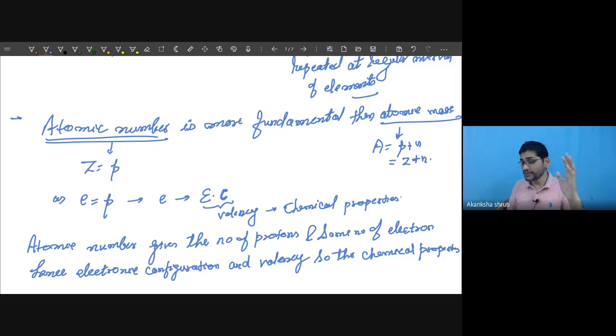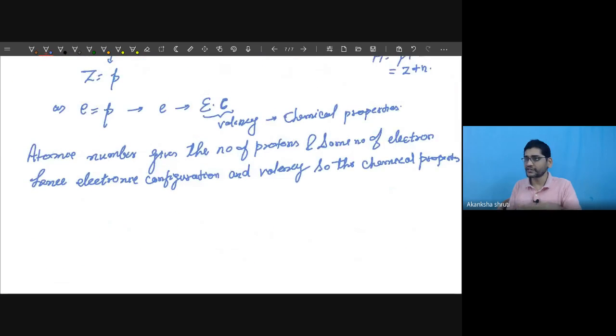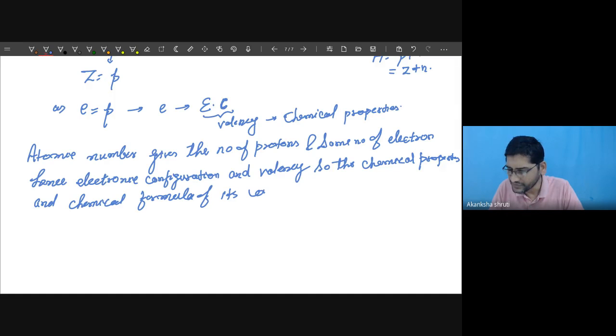For observing these chemical properties, Mendeleev did tremendous work, so many tasks and so many reactions, but Moseley intelligently included everything in a single statement. That's why it is more popular and even acceptable today. So the chemical properties and the chemical formula of its compound form.